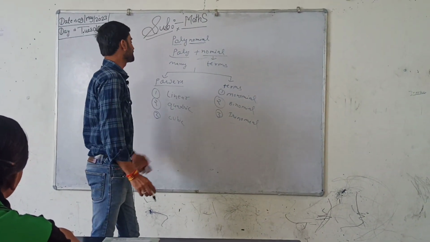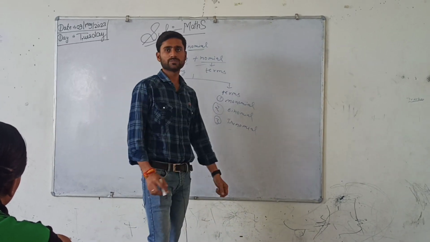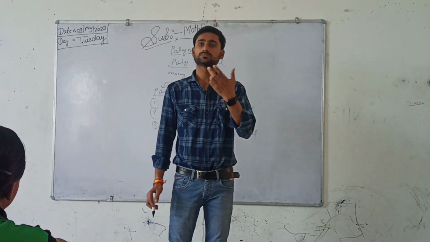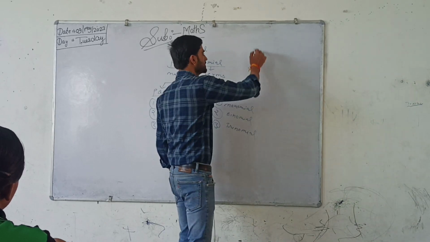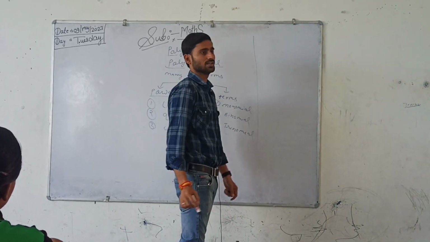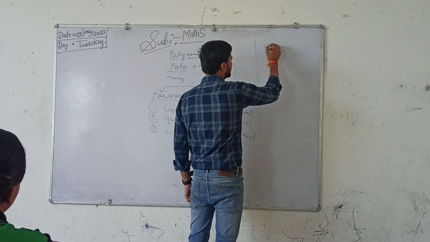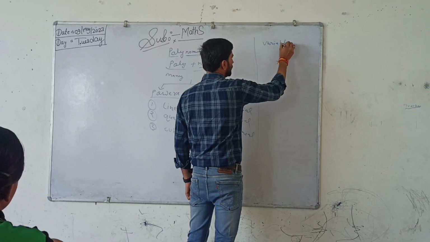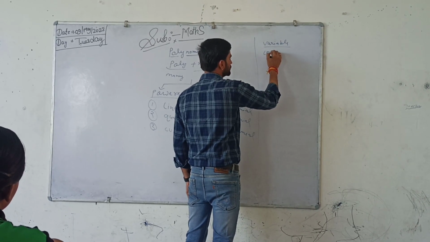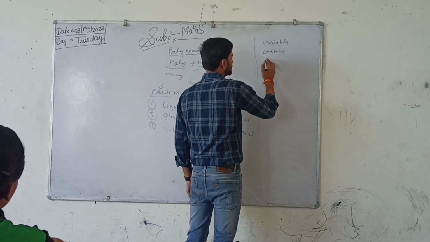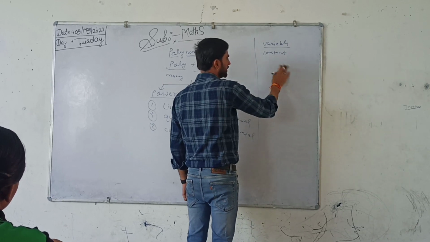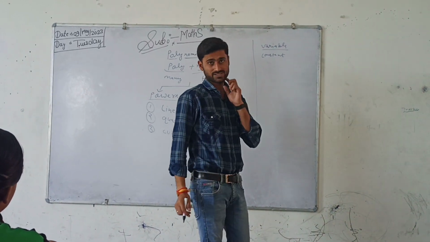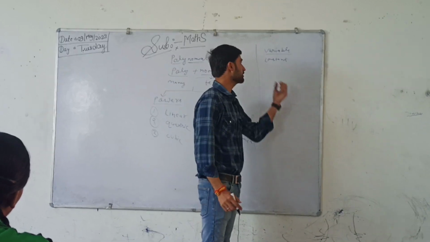So firstly, if we read about the polynomials, we have to know some terms. Like the first one is variable. So we should know what is variable and what is constant and so on. If we talk about the constant and variable, first we talk about the constant.